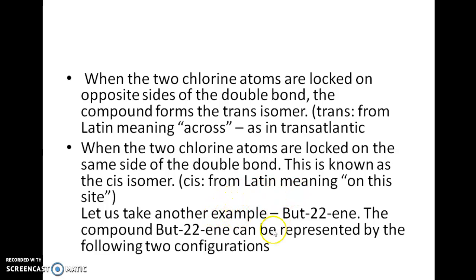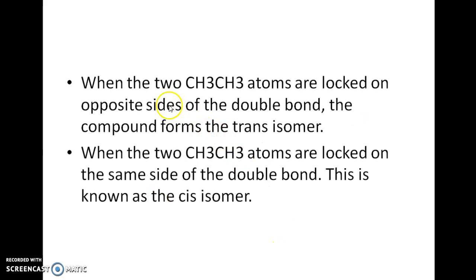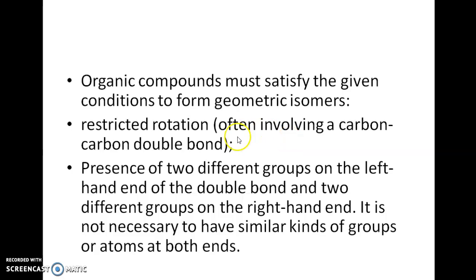If you take another example, 2-butene, having two configurations, we can see trans 2-butene and cis 2-butene, wherein the two methyl groups, if they are locked on opposite sides, then it is trans. If they are on the same side, then it is called cis. When the two methyl groups are locked on opposite sides of the double bond, the compound forms trans. When they are locked on the same side of the double bond, it is called cis.